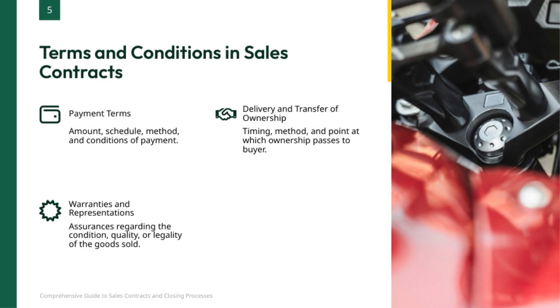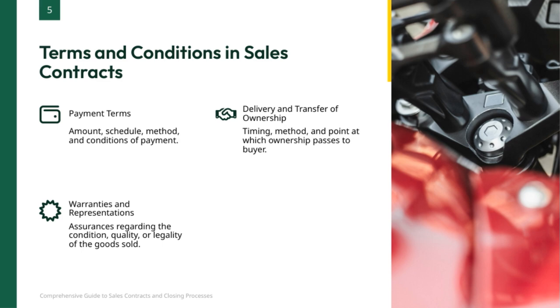Next, we look at delivery and transfer of ownership. This part defines exactly when the ownership of the goods passes from the seller to the buyer. It's important to specify the timing, the method of transfer, such as delivery or pickup, and the exact point at which the buyer assumes ownership rights.